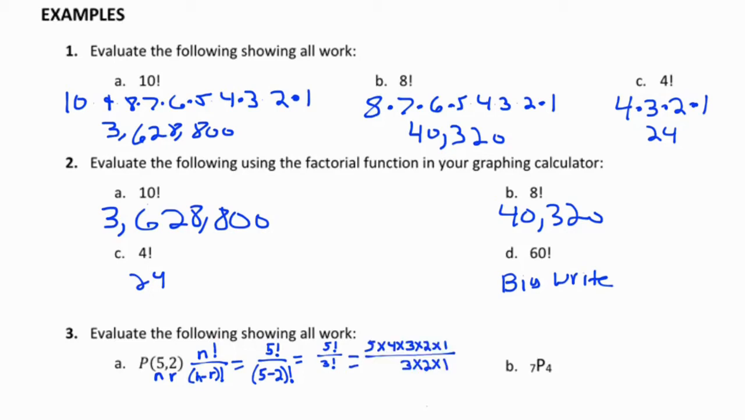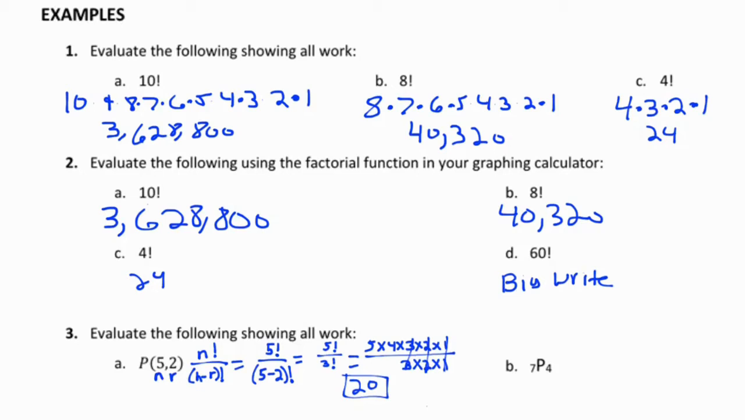So let's write this out and see how this works. If you look at this, how this works out, the 3 is going to cancel, the 2 is going to cancel, and the 1 is going to cancel. So the only thing left is 5 times 4. So that means this is going to equal 20 total, because 5 times 4 is 20. So you see how it kind of cancels out longhand?